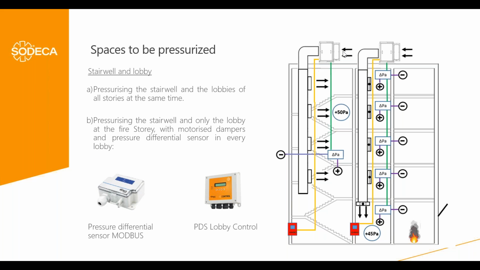In that case, what we need is pressure sensors on each lobby. Pressure differential sensors connected by Modbus with the main control panel, or these individual PDS lobby controls that are secondary control panels that can also read the pressure difference between the lobby and the non-protected area where we have the fire. So these systems have to be activated from the fire alarm, and once they are activated, they can send a signal that they are reading to the main control panel to modulate the flow required in this lobby. We will have a second unit to pressurize the staircase with its own pressure differential sensor.